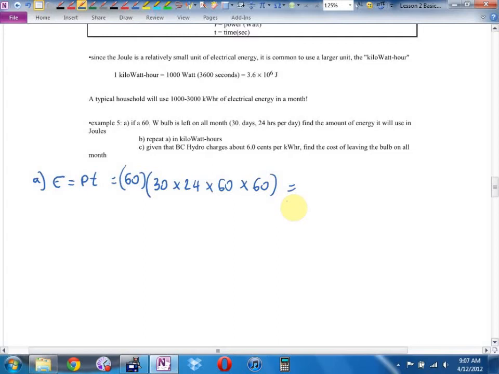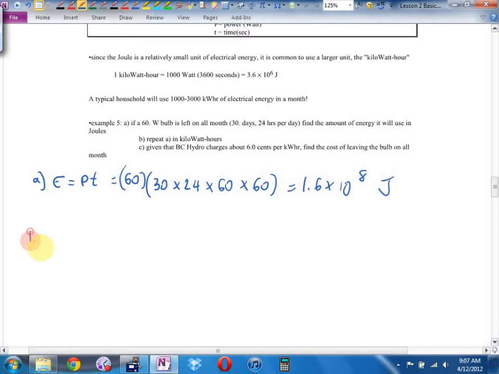By the way, go 60 cubed times 30 times 24. Faster to type, yes? Emily, what'd you get? 1.6 times 10 to the 8th. Anybody else? 1.6 even or 1.55? Okay. We'll use that 1.552 for the next calculations.